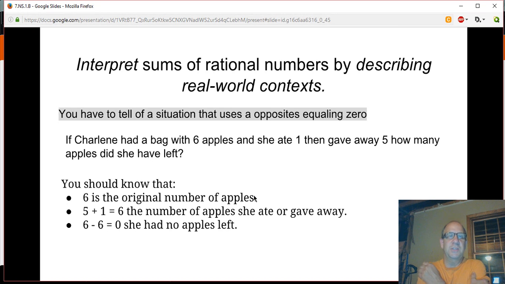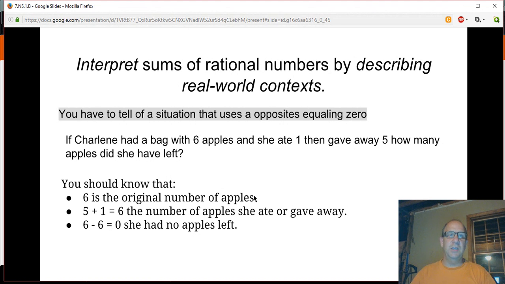And the third part of the standard, interpret sums of rational numbers by describing real-world contexts. So you just have to tell a situation that uses opposites equaling 0. If Charlene had a bag with 6 apples and she ate 1 and then gave away 5, how many apples did she have left? You know that 6 is the original number. 5 plus 1 equals 6. That's the number of apples she ate or gave away. 6 minus 6 is 0, so she had no apples left.